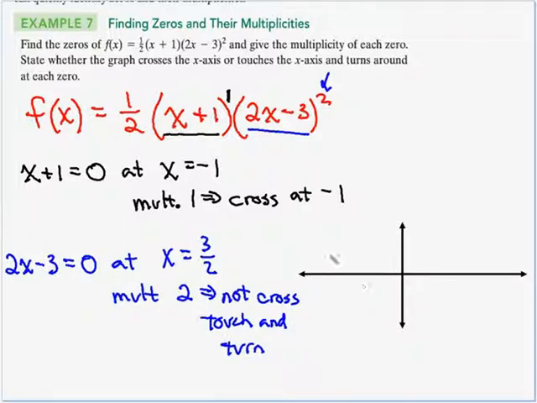Okay, so we know at negative 1 we have a 0, and this would be positive 1 and then positive 2, so 3 halves would be right about here. So there are our zeros. At negative 1, we're going to cross the x-axis. At the other one, we're going to touch and turn around. Well, let's see what else we can figure out here. What about our end behavior?